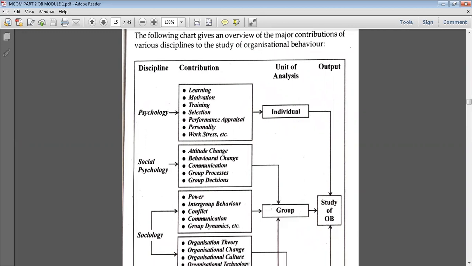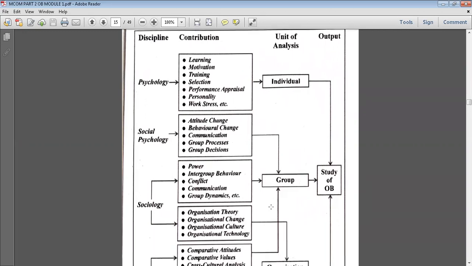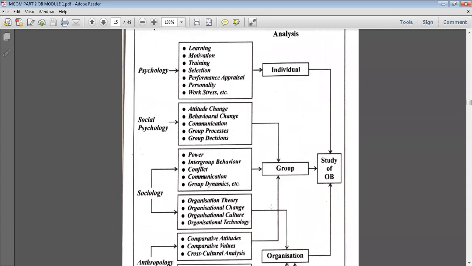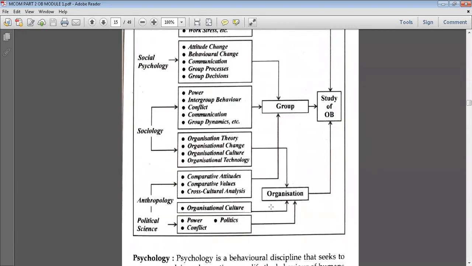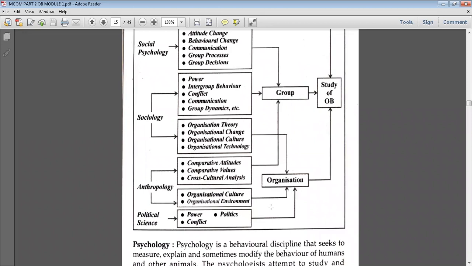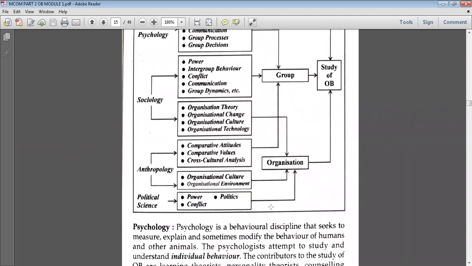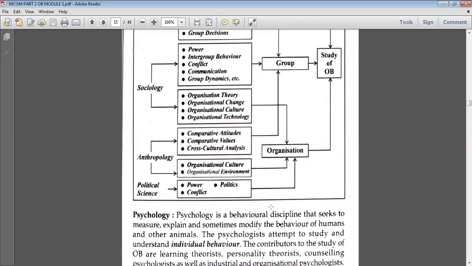Then political science is concerned with power. Sociology is concerned with power, intergroup behavior. Anthropology consists of attitudes, values. Then power again, conflict. All these things are contributed by various other disciplines as well.